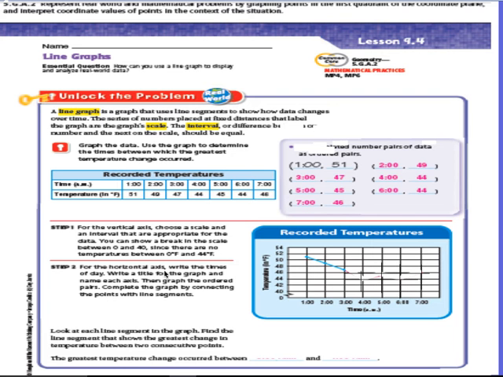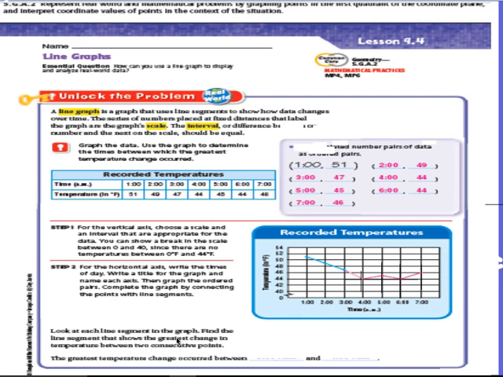Then for the horizontal axis, write the time of the day. So no sense starting at 12. We started at 1 and we ended at 7. Now let's graph what we know. 1 o'clock was 52, 2 o'clock 49, and continue to graph. What I do is I put dots where I need them and then I just connect my dots with the lines.